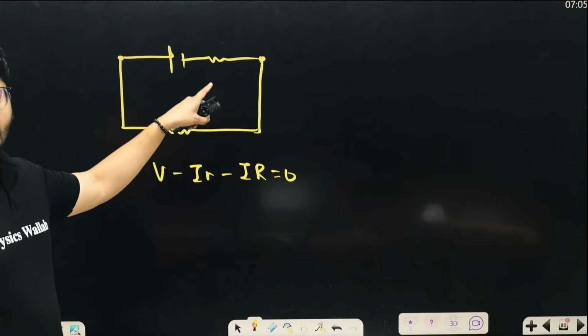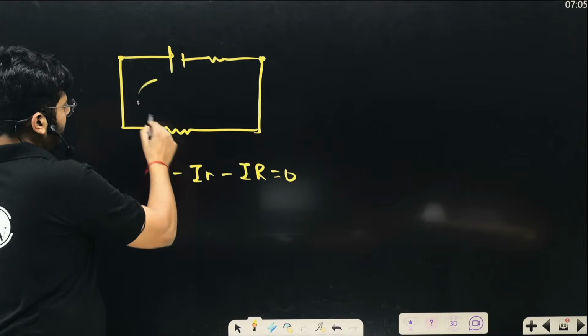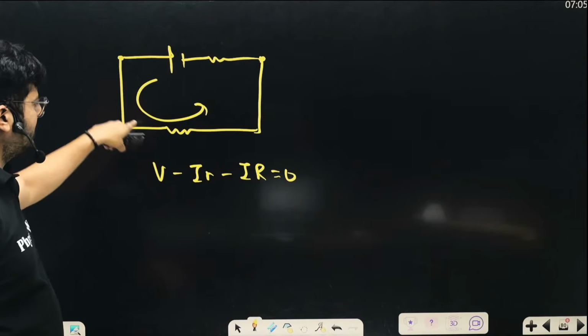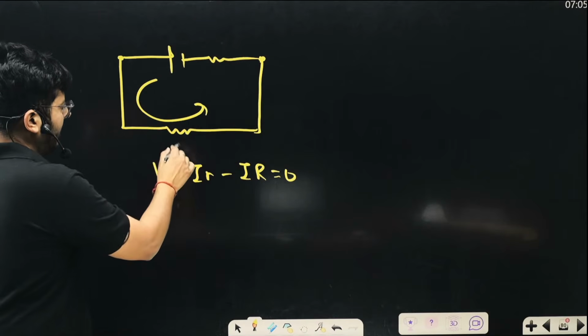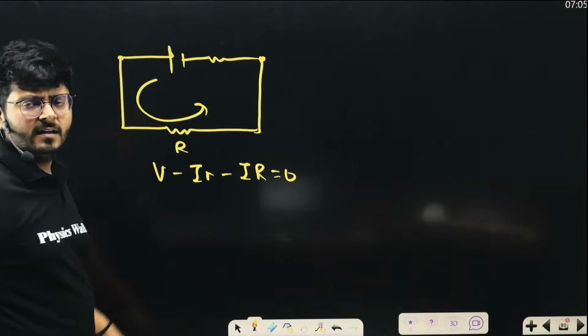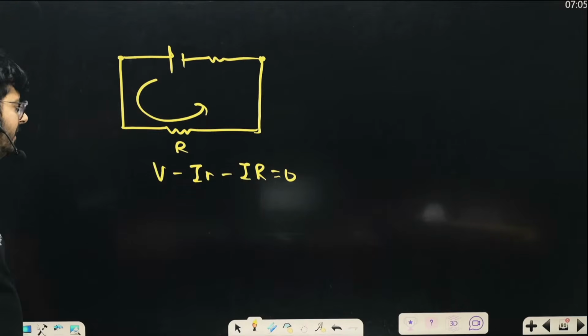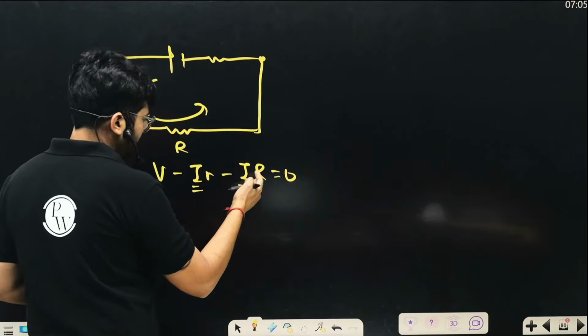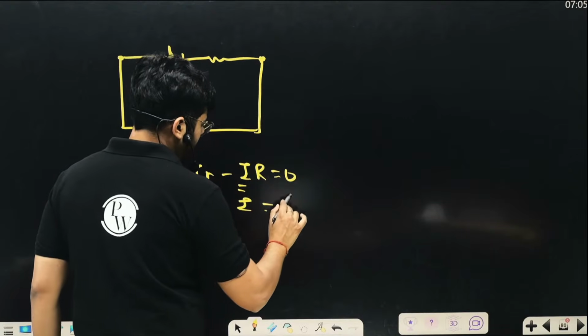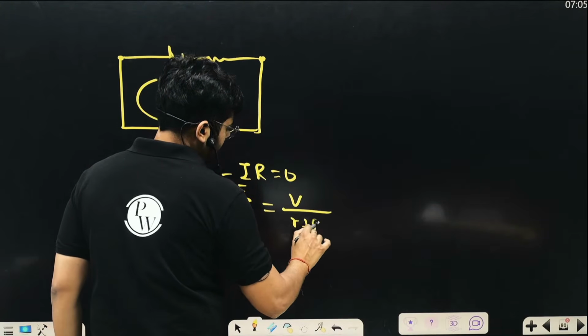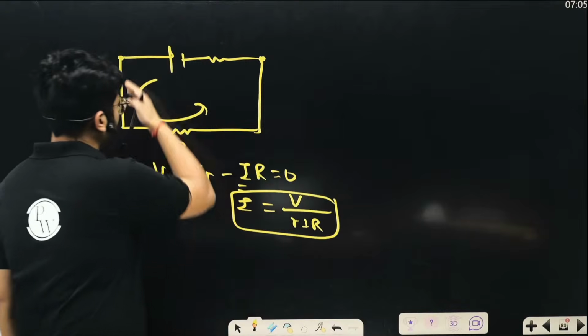If you apply it, you can start from here and move in this way. So V minus IR minus Ir is going to be 0. I hope that is very clear. So what will be the value of current? Here you can take the current common. So the value of current will be V upon R plus r. Yes or no? This is how much current is going to flow.